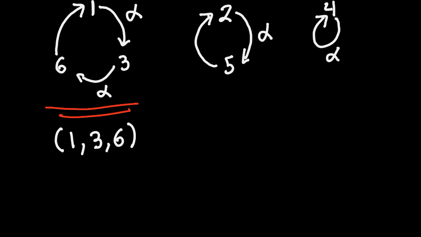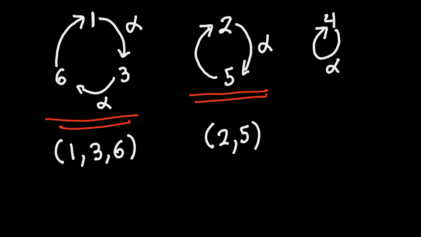The same we're going to do for the next one. So for the next one, we do the same thing. For this one right here, we're going to make this representation. So it's going to be 2, comma, 5. So that means 2 goes into 5, but then 5 goes into 2. So I'm going to close that with a parenthesis. And for the very last one, that's going to be 4 goes into 4. So that is just going to be represented like this.